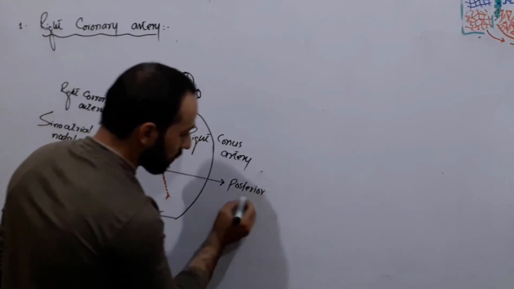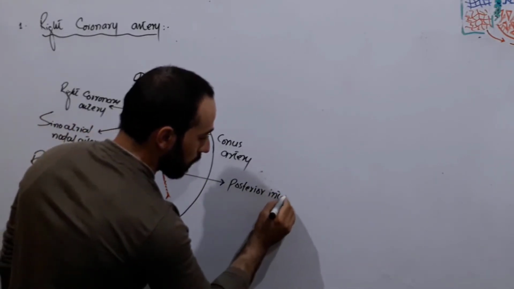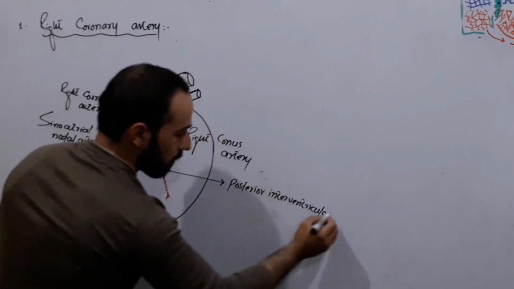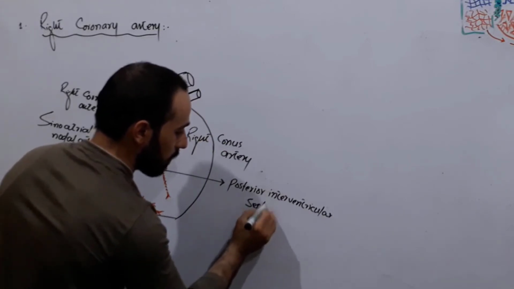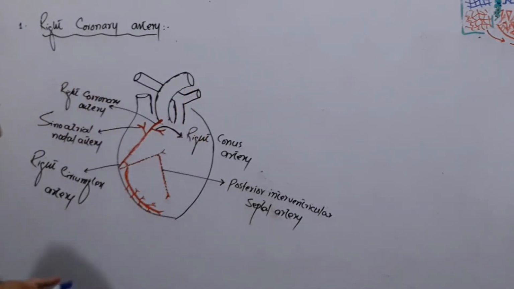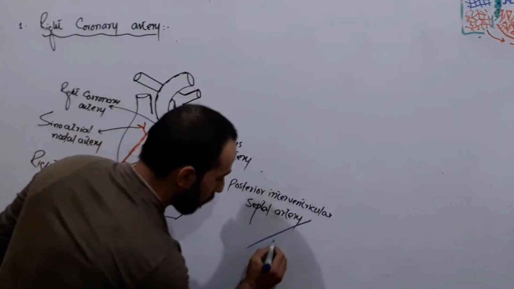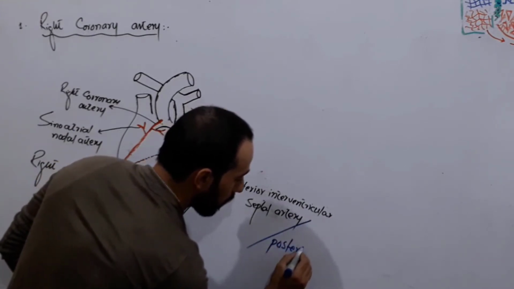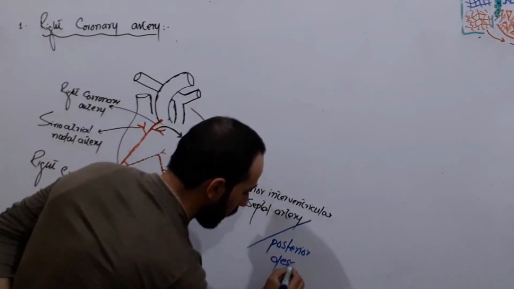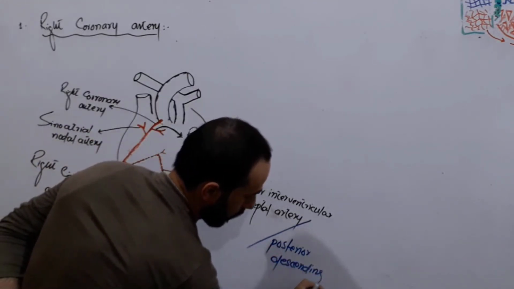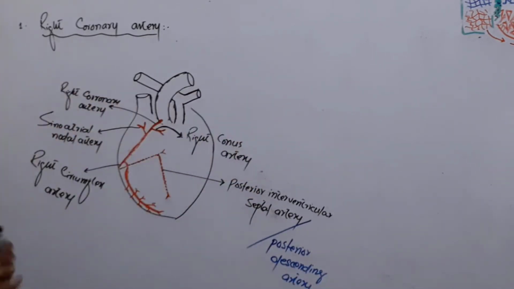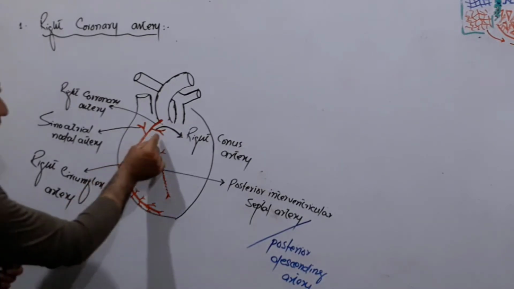Where does it go? Interventricular septum. So we call it the posterior interventricular septal artery, or it is also known as the posterior descending artery, as it comes down. Clear? So these are the branches of the right coronary artery.